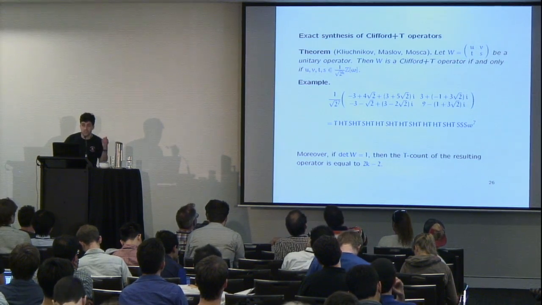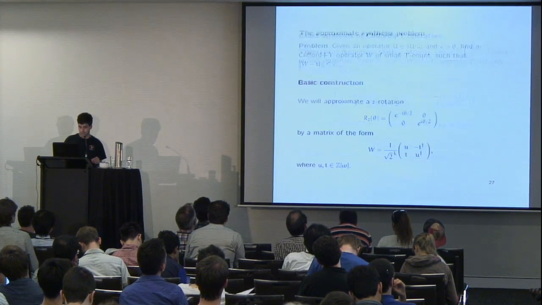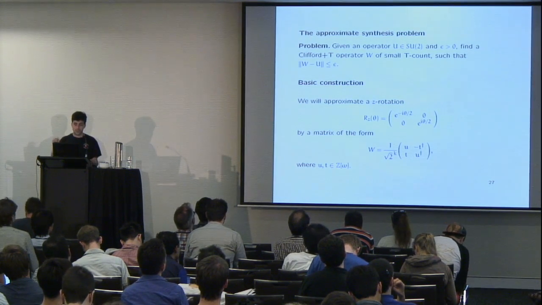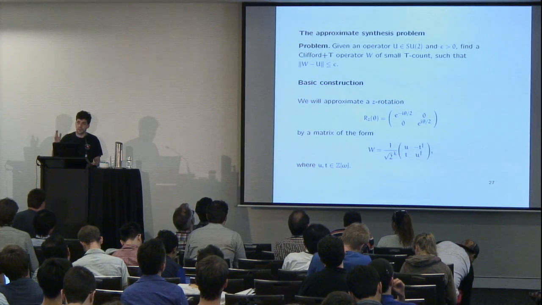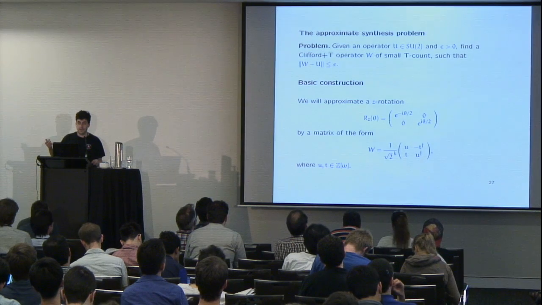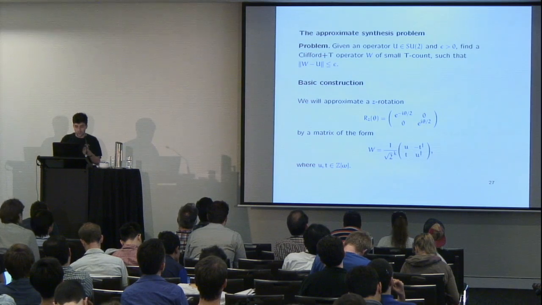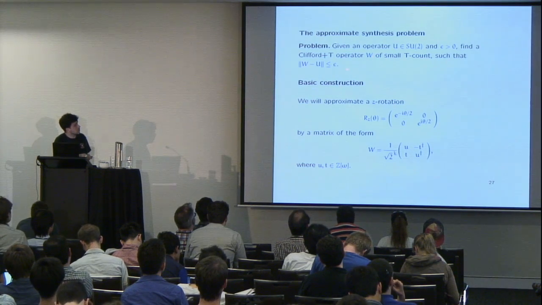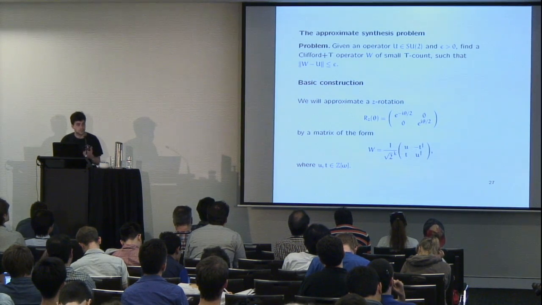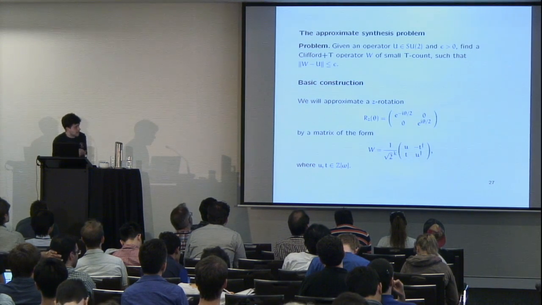And so we're going to use these results for our approximate synthesis algorithm. So in the approximate synthesis case, you're given an arbitrary operator in SU2 and a precision, and you're asked to find a Clifford+T operator that approximates U that you were given up to epsilon. And moreover, you're trying to minimize the number of T gates needed for this representation.